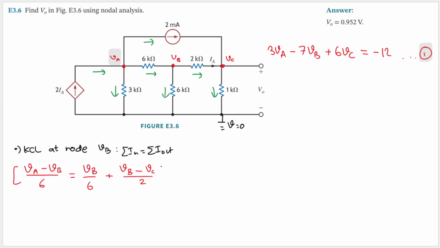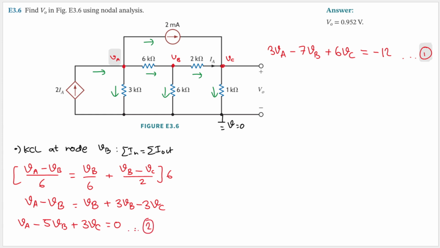Okay, multiply both sides by 6. And we will have VA minus VB is equal to, this one will be VB, and this one will be plus 3 VB minus 3 VC. So we'll have VA minus 5 VB and then plus 3 VC. All of that will equal 0. And nothing further that we can do from here. Let's save this as equation number 2. Good.